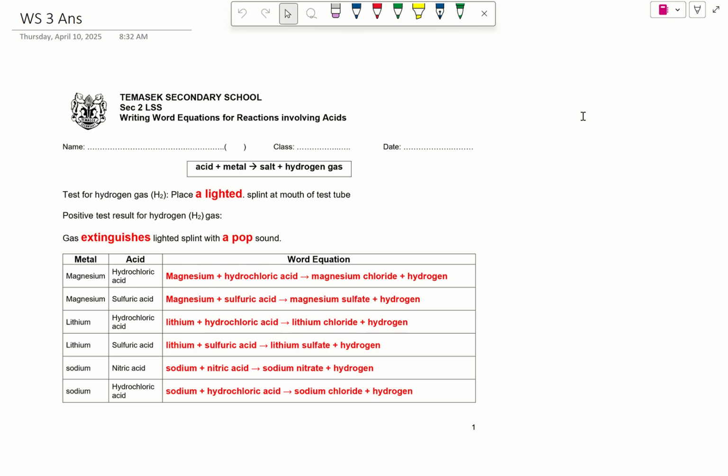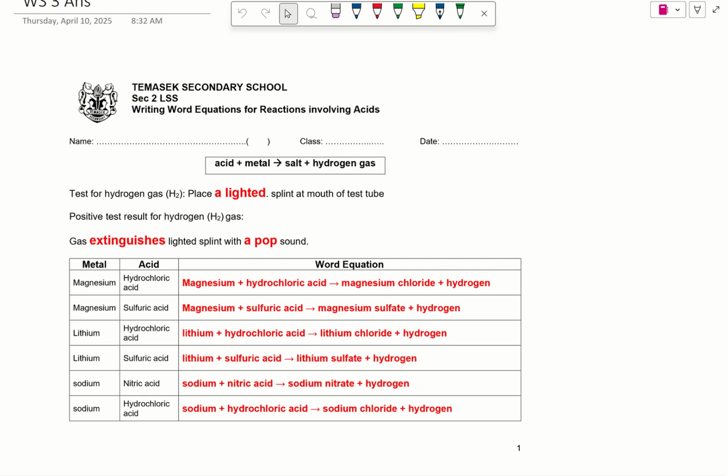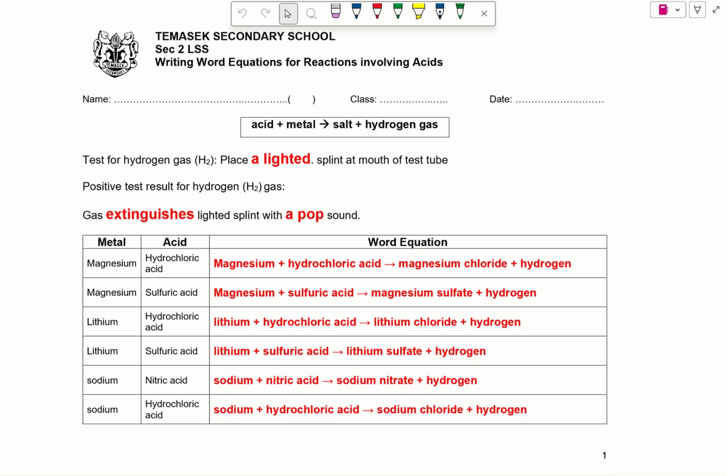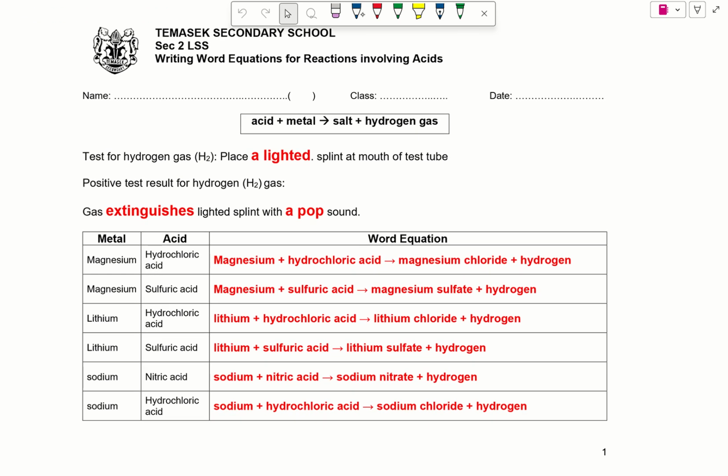Okay, for this video, we'll be going through writing word equations for reactions involving acid. So this is quite important, right? Basically, we are doing everything that is regarding acids. The first reaction that we learned is acid plus metal will become salt and hydrogen gas. So this is a general word equation.